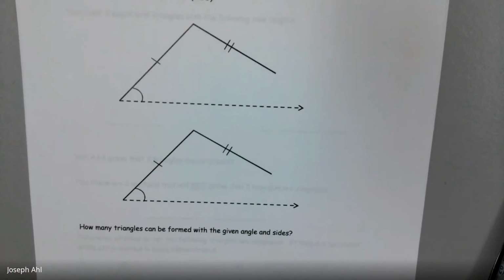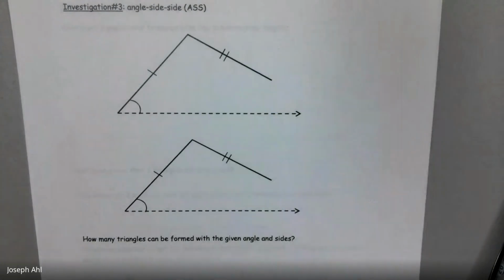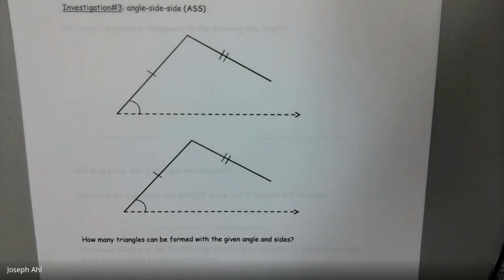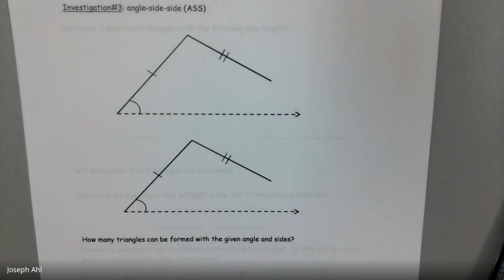On the next page, we have a third investigation, I should say, that we're going to look into. And this third particular method is for angle, side, side. Now, angle, side, side, we already talked about those four methods. You have to be careful because this is not the same thing as side, angle, side, okay?